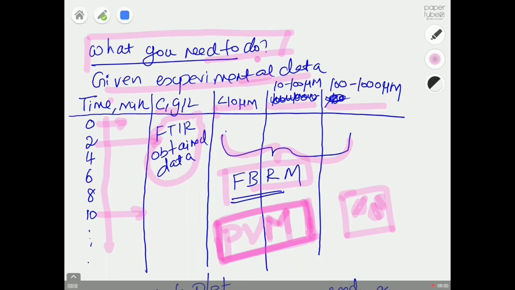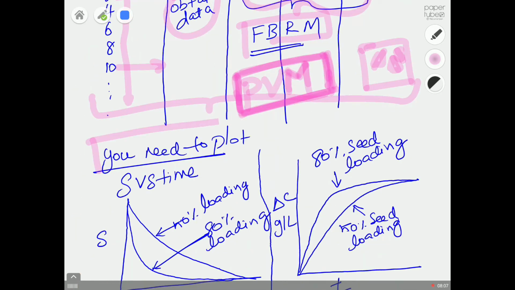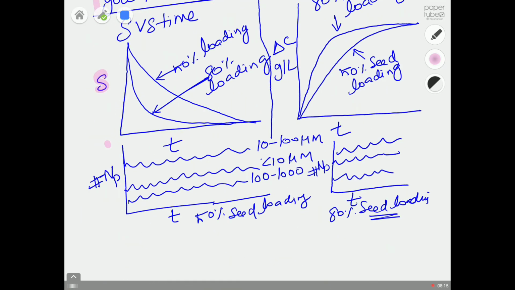So what you are going to do is make use of all of this data, and then you need to plot. You need to work a bit. What we are going to plot is the supersaturation ratio versus time. Time will be expressed in minutes, on the x-axis, and your supersaturation ratio will be on the y-axis. And then you have two experiments, so you have to plot both.